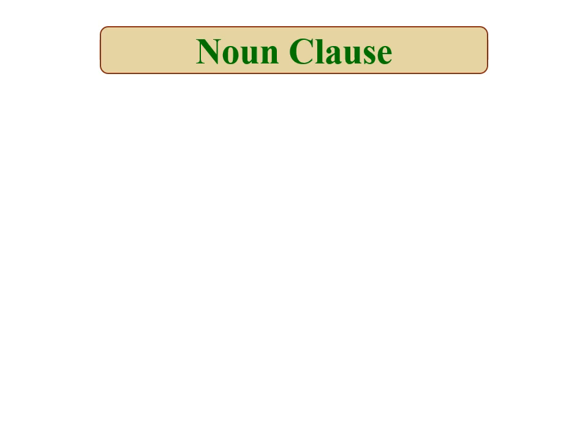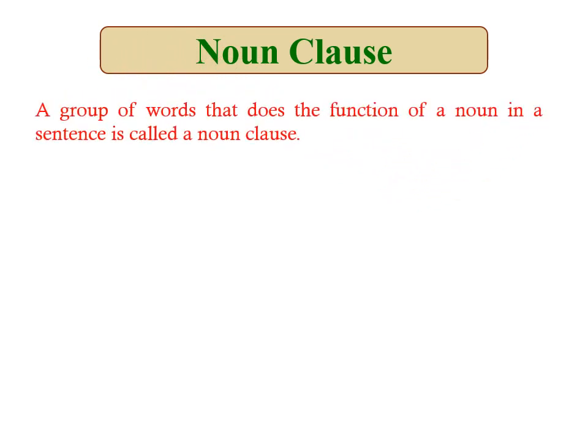Today we discuss noun clause. So we know what is noun, and noun clause: a group of words that does the function of a noun in a sentence is called a noun clause. Orthat, je clause kono sentence e noun er moto kaj kore, take amra noun clause boli.